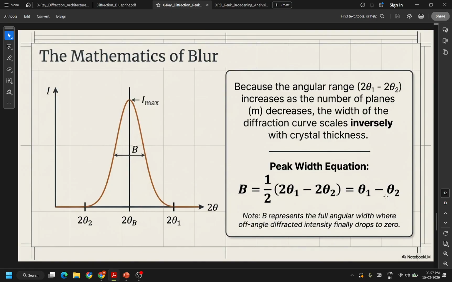At full width, if we consider the full width at half maximum, it's given as half of 2 theta 1 minus 2 theta 2, so it gives theta 1 minus theta 2. So it tells us the full angular width where the off angle diffractive intensity finally drops to 0.